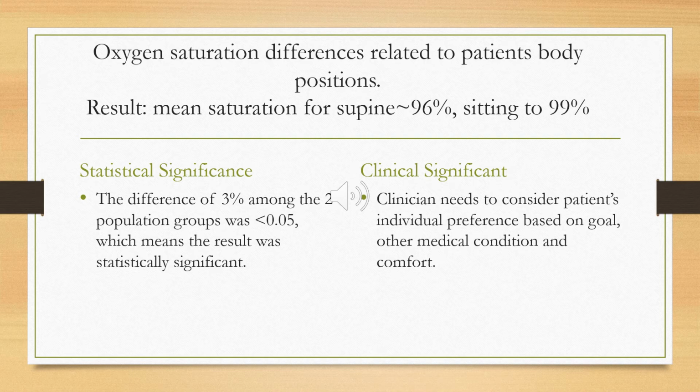In this given example, clinicians or nurses need to consider if the intervention was cost-effective or beneficial to a specific population. If the intervention was not cost-effective or beneficial, then it may not be clinically significant, even if it has a statistically significant value of 3% or a p-value of 0.05.